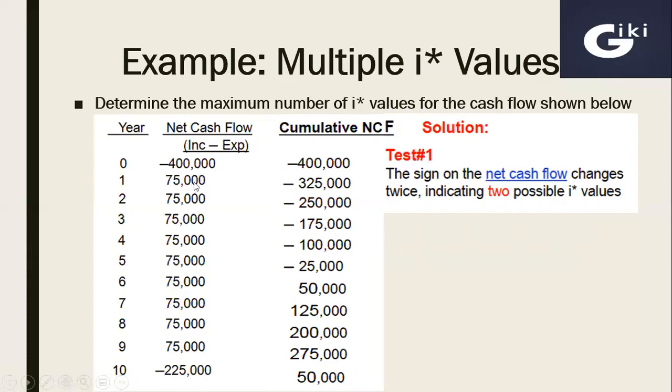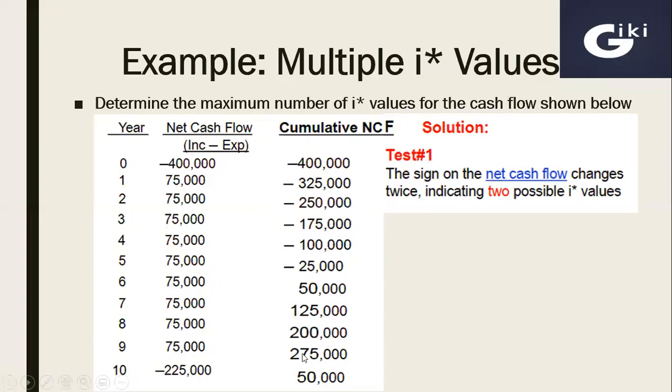Minus 400,000 minus 75,000 is minus 325,000, and then minus 325 minus 75 is minus 250 at the end of the third year, and minus 250 minus 75 is minus 175 at the end of third year. Then 175 minus 75, so 100,000 at the end of fourth year. So 100,000 minus 75 is minus 25,000 at the end of fifth year. Then minus 25 plus 75, so 50,000 at the end of sixth year. Then we'll add up 75 until ninth year.